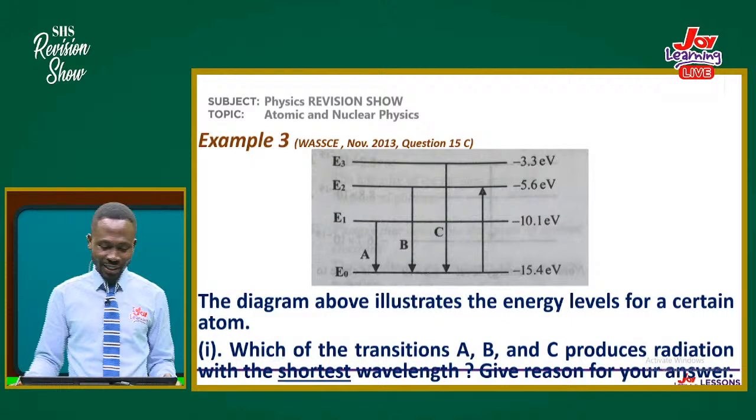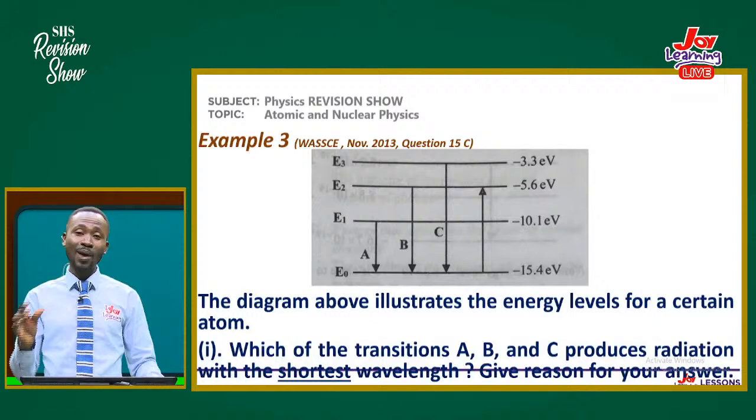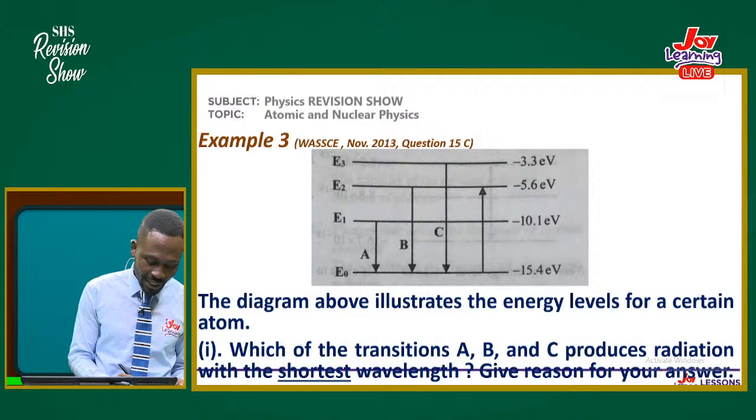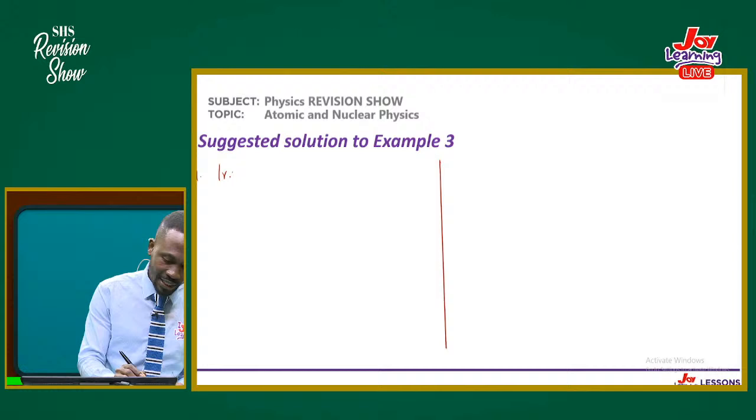I'm happy that our first two callers are right on point. From the diagram that we have, transition C will produce radiation with the shortest wavelength. So, in an attempt to solve the question, we will say transition C. That's good. What is the reason?